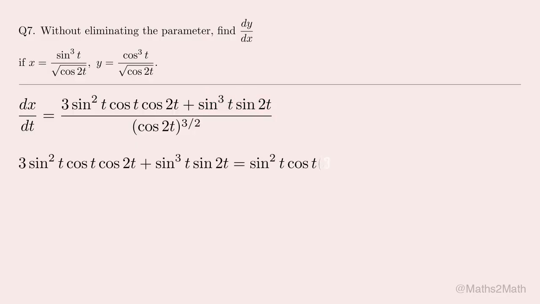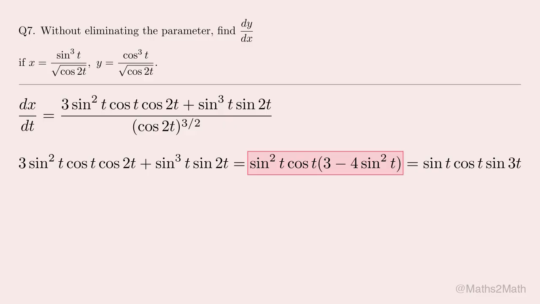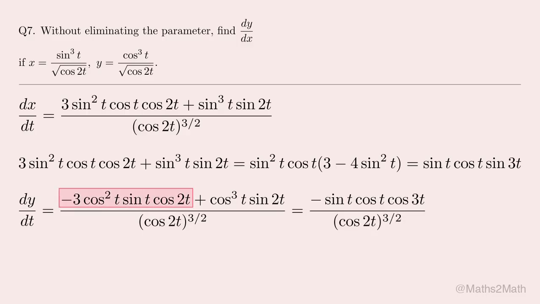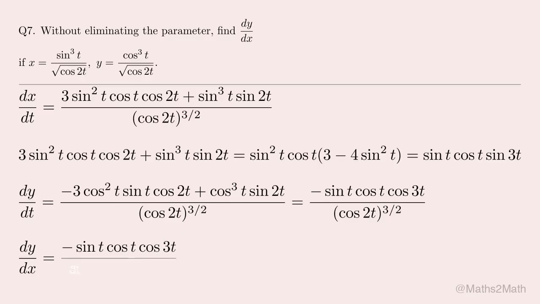Factor sine squared cosine. The bracket becomes 3 minus 4 sine squared, which is exactly sine 3t over sine t. The identical computation on y gives minus sine cosine times cosine 3t, using 4 cosine squared minus 3. Divide, the roots and the sine cosine factors cancel, leaving minus cotangent 3t.